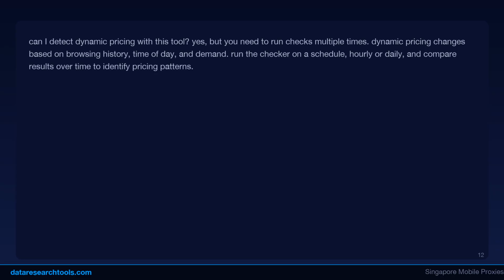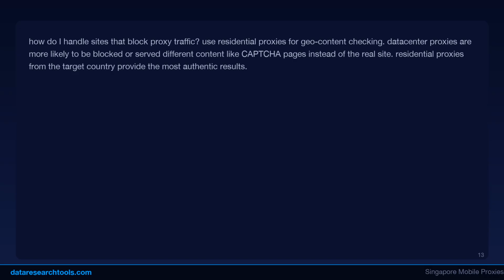Now for some frequently asked questions. What type of proxy works best for geo-targeted checking? Residential proxies are essential. Data center proxies are often detected and may serve different content than real users. Mobile proxies are even better for mobile-specific content verification but cost more.